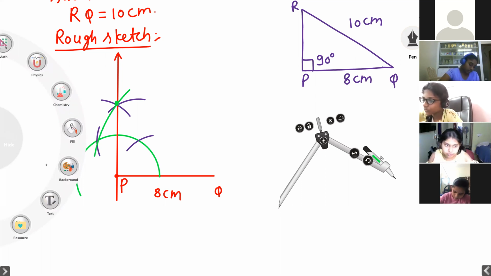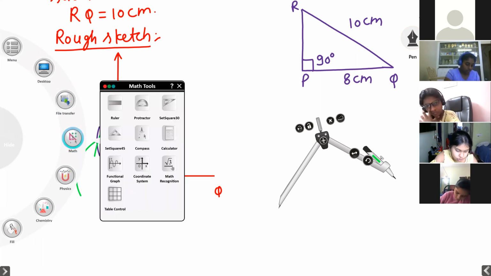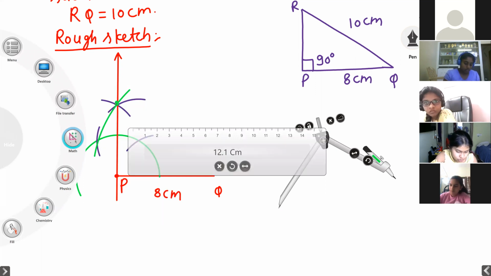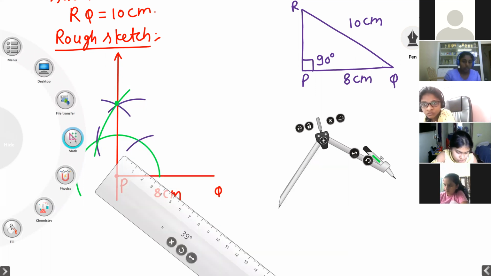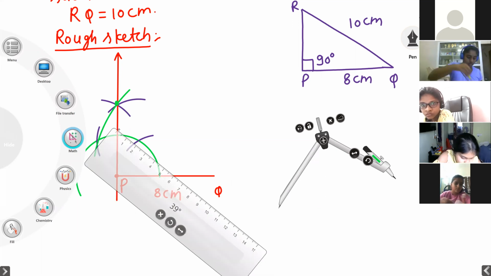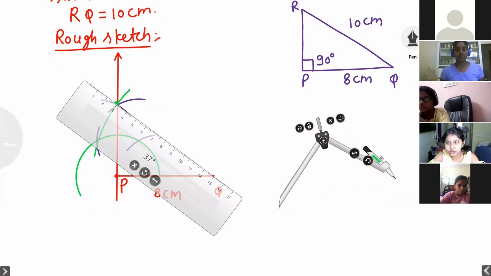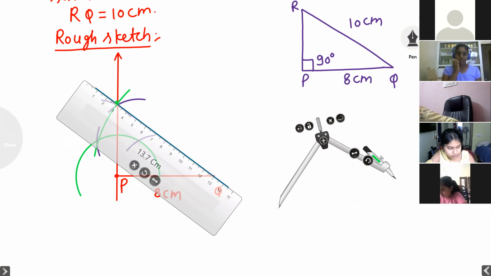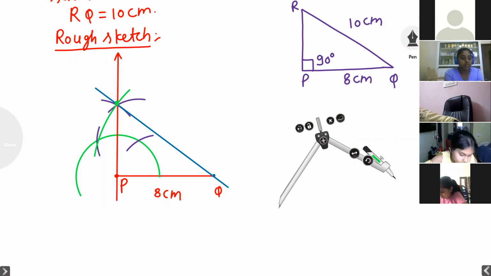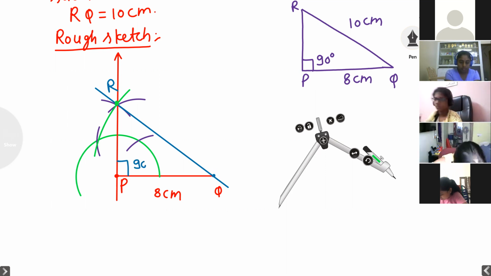Don't think here all three arcs will meet. No, only one arc. This is construction of right angle triangle PQR.